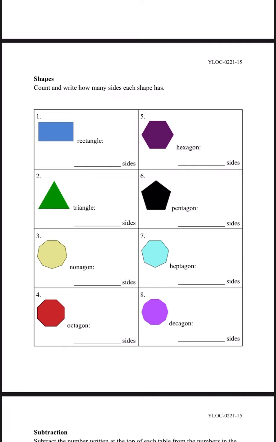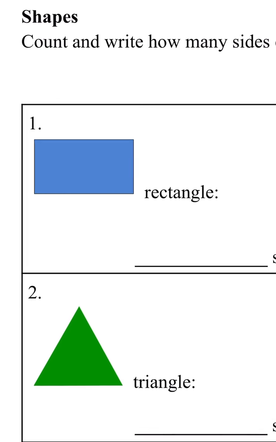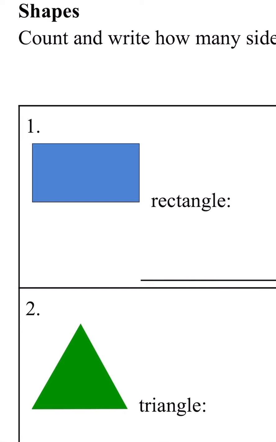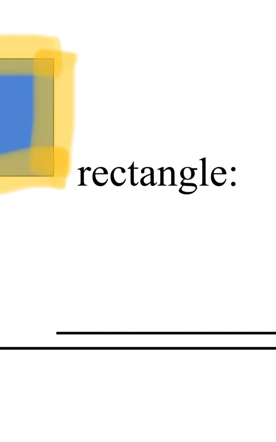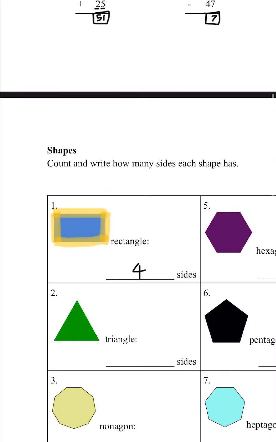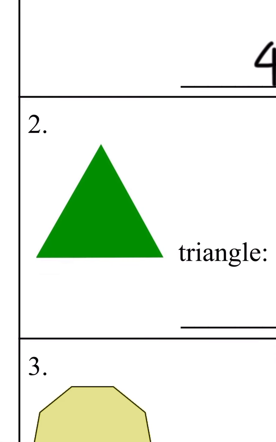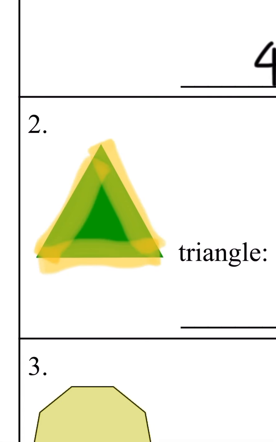Let's look at number 1. For number 1, we have rectangle, and rectangle has 1, 2, 3, and 4 sides. So 4 is the answer for number 1. Let's look at number 2. For number 2, we have triangle, and triangle has 1, 2, and 3 sides. So 3 is the answer for number 2.